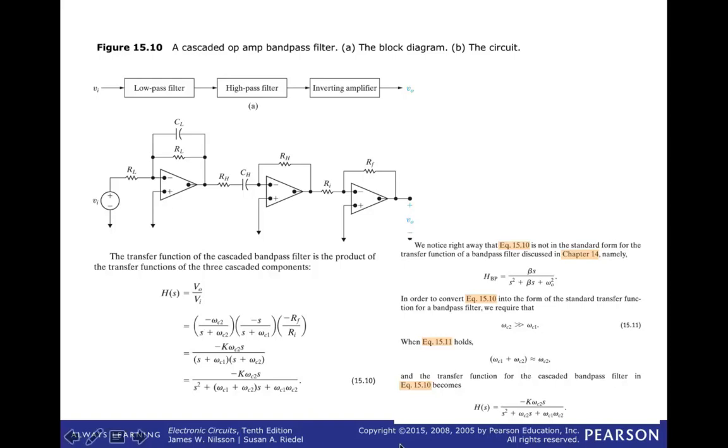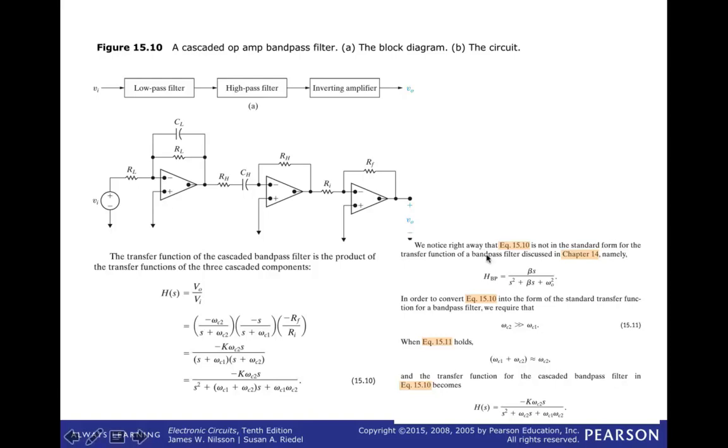If we now multiply these all together, we come up with this equation here, and then we can multiply this denominator, giving us this equation here, equation 15.10. So this is what happens if we construct a cascaded op-amp bandpass filter. This is what our transfer function looks like when it's multiplied out into a polynomial, where k is the gain.